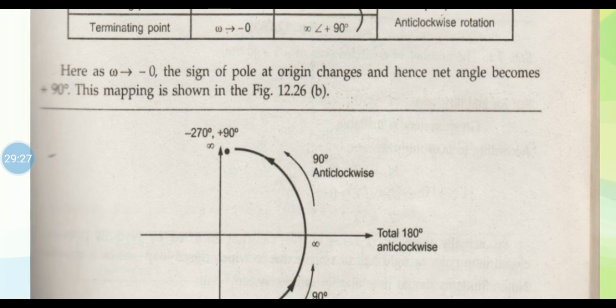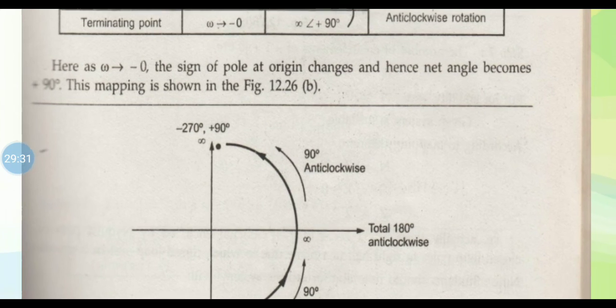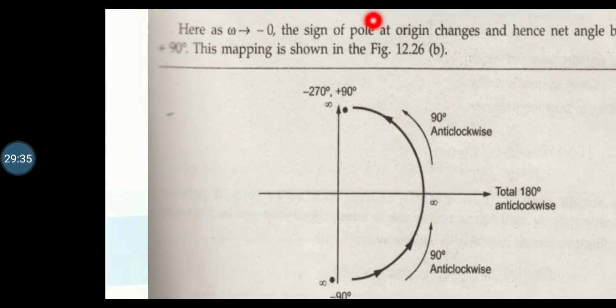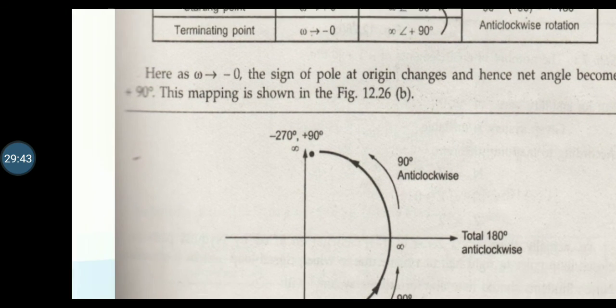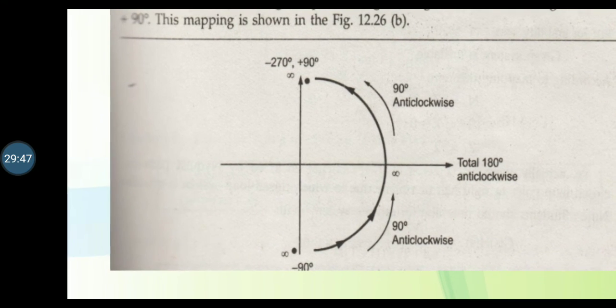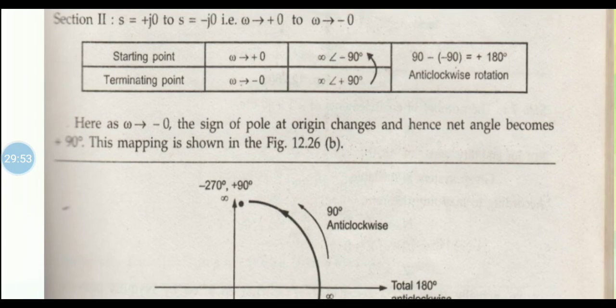Here, as omega is tending to minus 0, the sign of the pole changes at the origin and hence the net angle becomes 90 degrees. So this has been shown: 90 degrees plus 90 degrees, a total of 180 degrees anti-clockwise rotation. This is infinity this side, this is infinity this side.